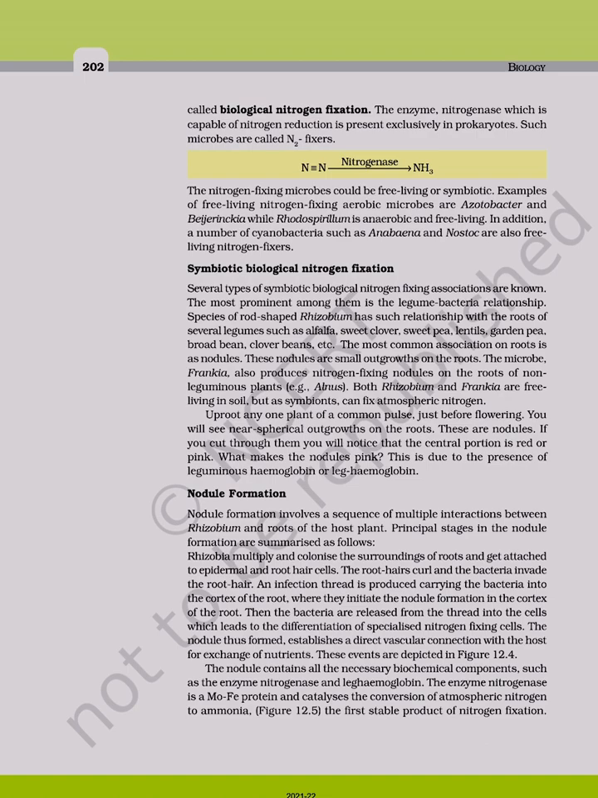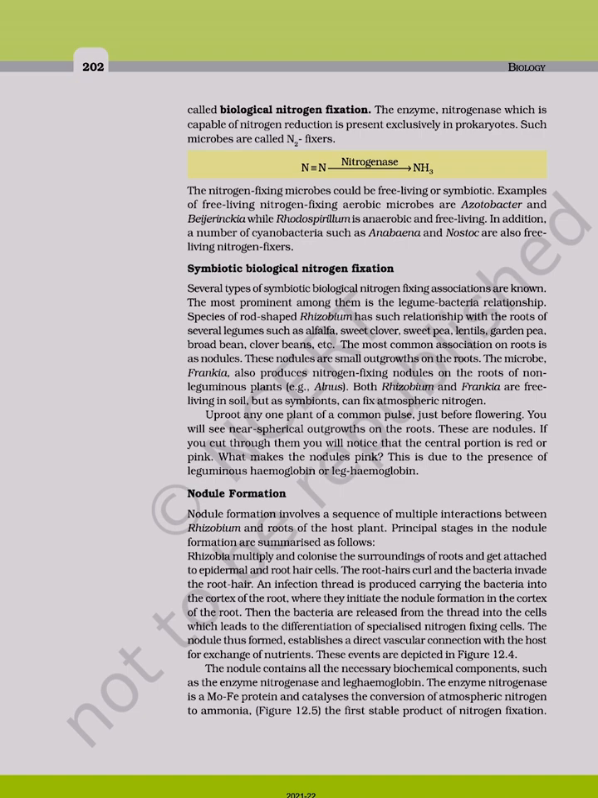The most common association on roots is as nodules. These nodules are small outgrowths on the roots. The microbe Frankia also produces nitrogen fixing nodules on the roots of non leguminous plants, for example Alnus. Both Rhizobium and Frankia are free living in soil, but as symbionts can fix atmospheric nitrogen.